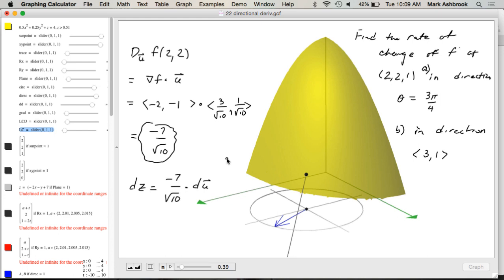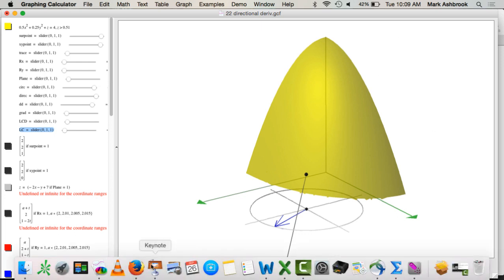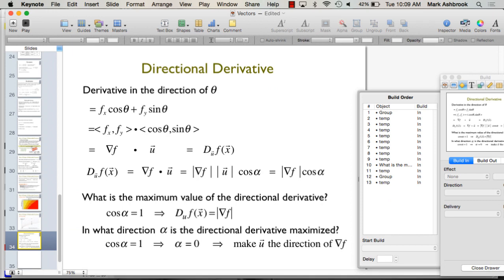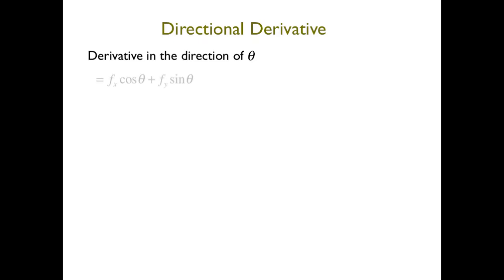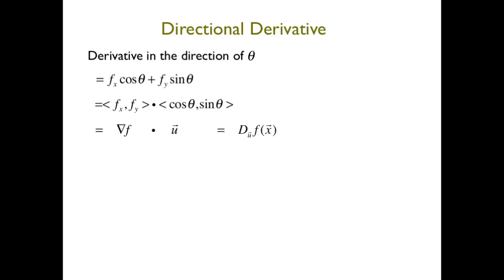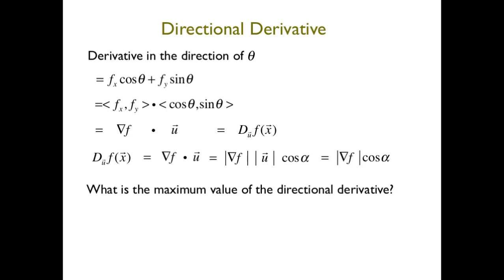Okay, so I kind of brought up the question before. In what direction do we get maximum rate of change? So let's see what that looks like. In what direction do we get maximum rate of change? No, I'm just posing. I'm not asking you to answer. I'm just posing it. So this comes back to this form of it, right? So I'm going to look at this now.